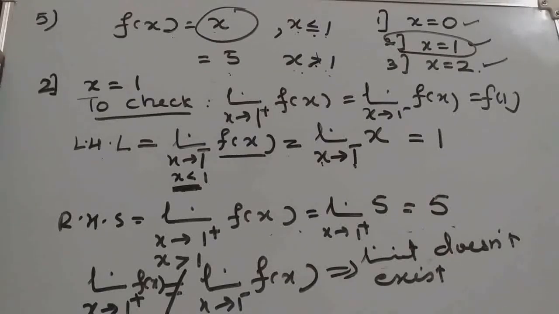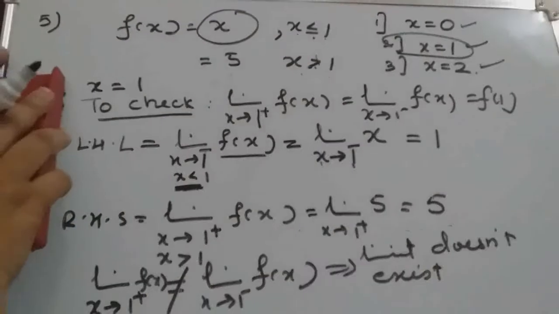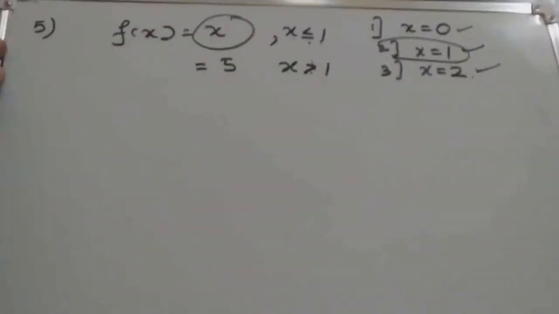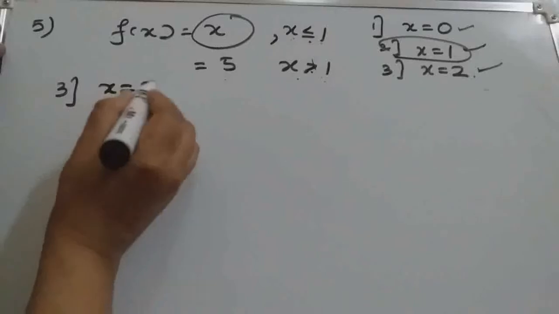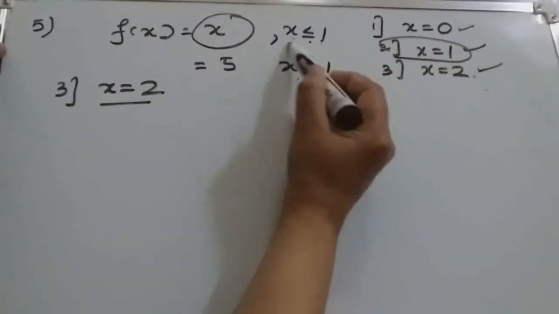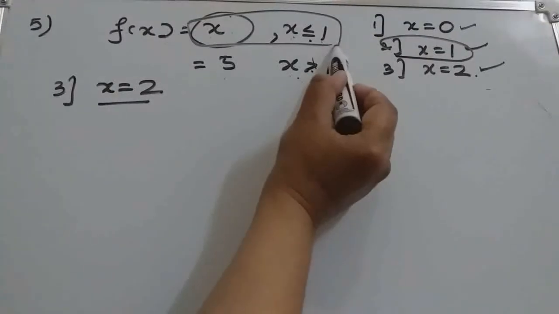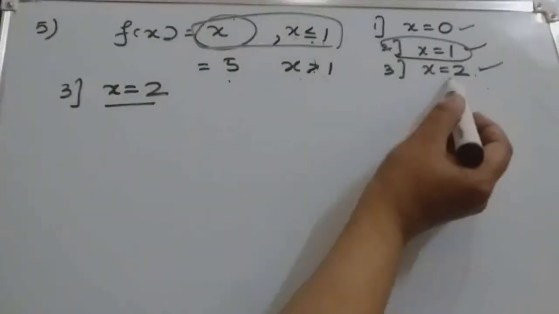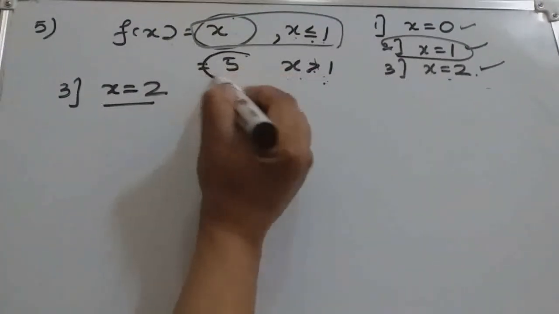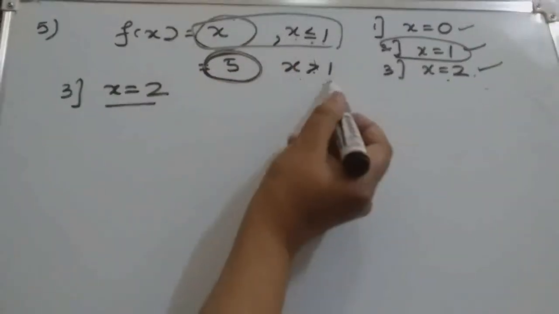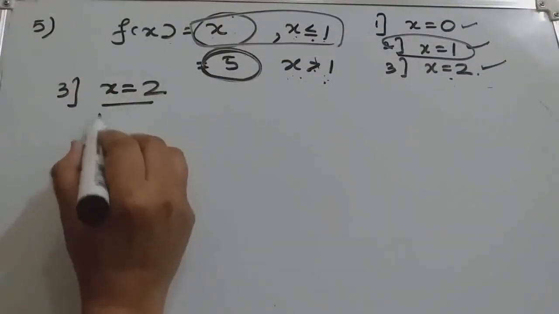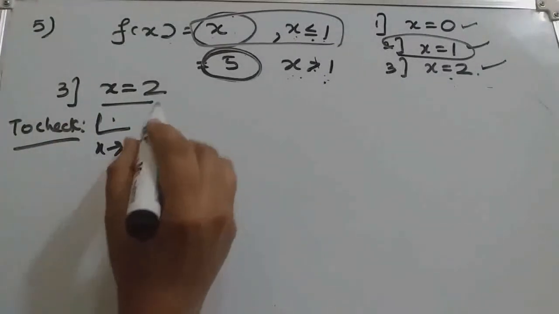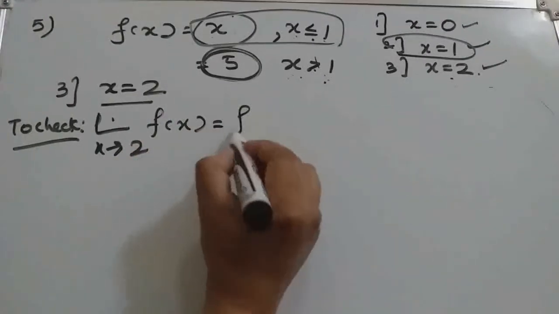Now for the third part, x equal to 2. See this function: the first function is for x less than or equal to 1, but our x value comes in the second function because 2 is greater than 1. So for the expression we should consider this function only. So what we have to check here: limit x tends to 2 f of x is equal to f of 2.